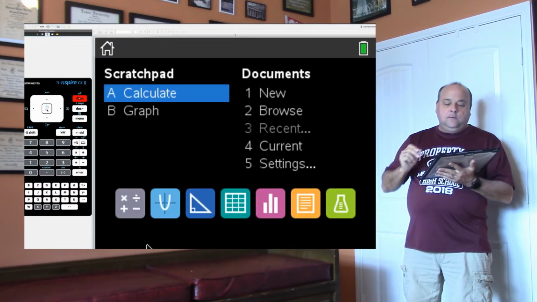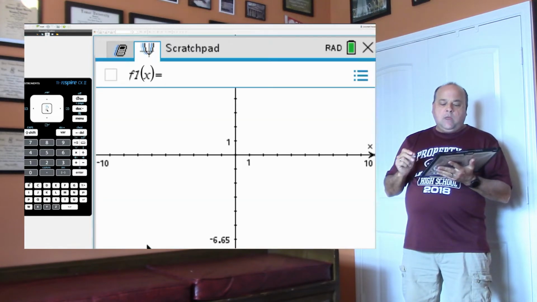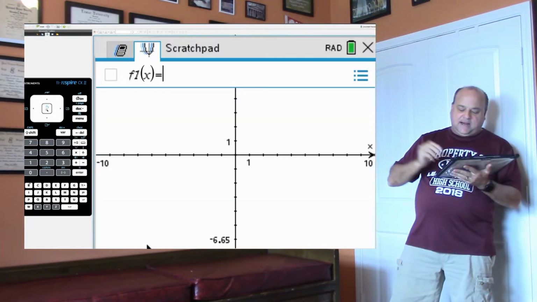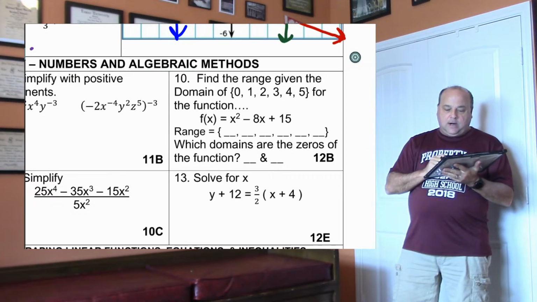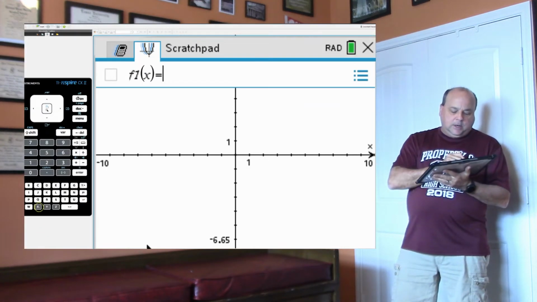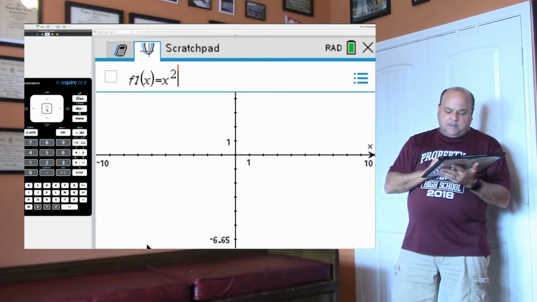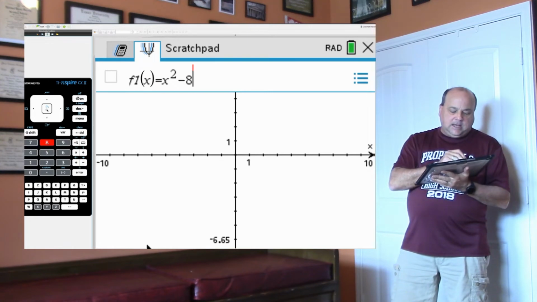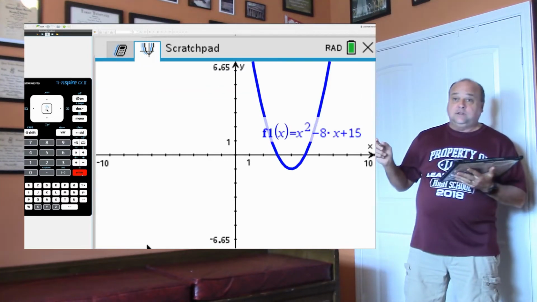I'm going to hit home, and then I'm going to go to graph, which is letter B. Now I'm at graph. Now I'm going to graph that line. I'm going to notice it has my F1(x) equal. And I'm going to graph x squared minus 8x plus 15. So x squared, and use the number to the left of the 4 for your squared. Is it minus 8x? Minus 8x plus 15. And that's going to give me a graph that looks like a curve like this, right?